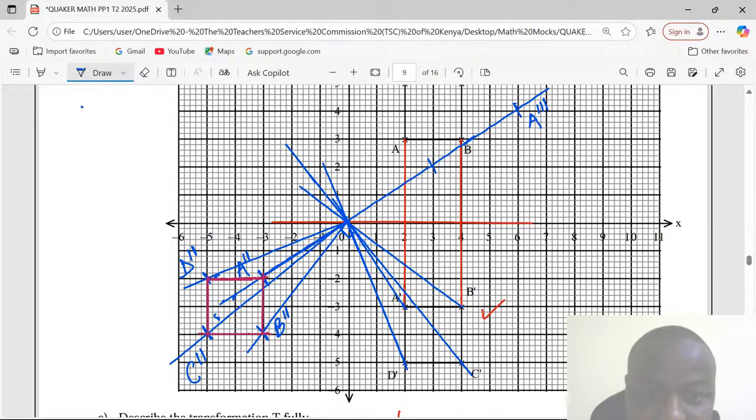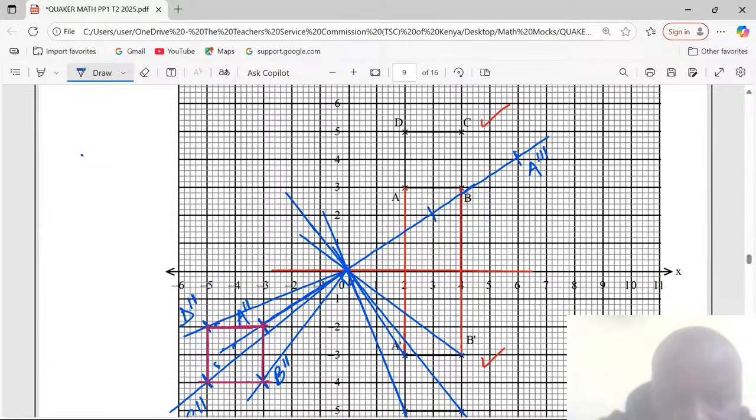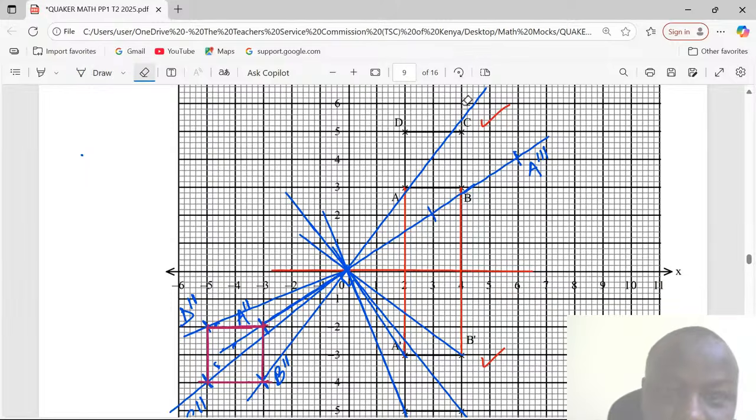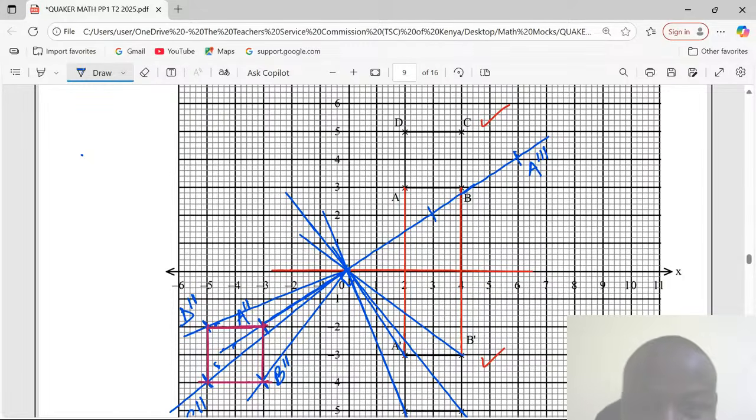Then we go to B. B is already connected to the center of enlargement, so we just need to prolong to the other side. And we also mark it off. Let me check whether we are very accurate. We mark it off. How many times once again? 2 times also. So B connected to the center, then we mark it off 2 times.